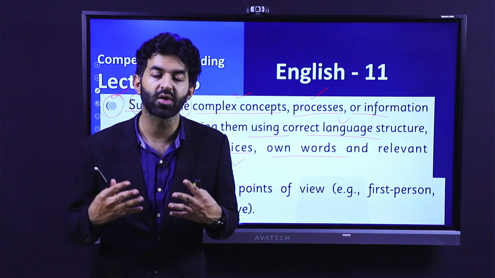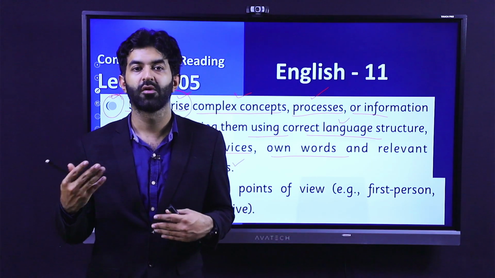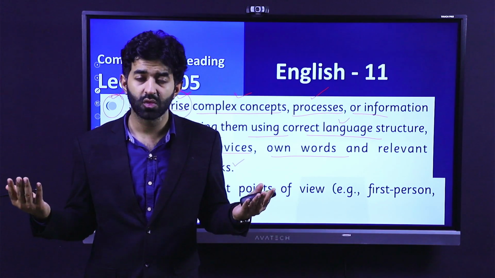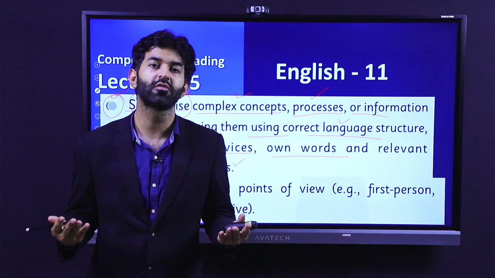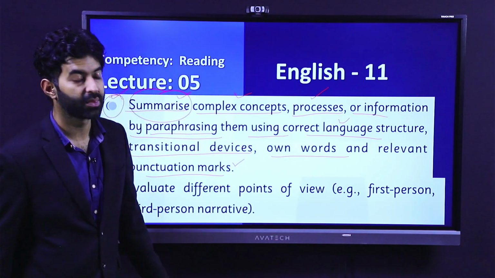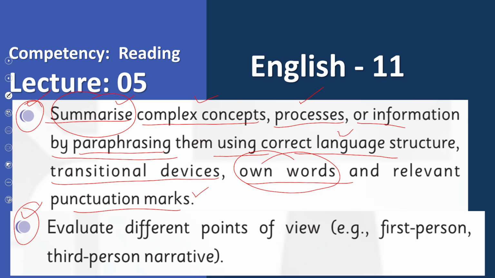So we know that transitional devices are words like however, therefore, firstly, secondly, moreover. You have a lot of different transitional devices. We will use our own words in summary. Yes, this is the very important thing that we need to follow, using our own words and also the relevant punctuation marks. So it means that we have to read something and then summarize it.